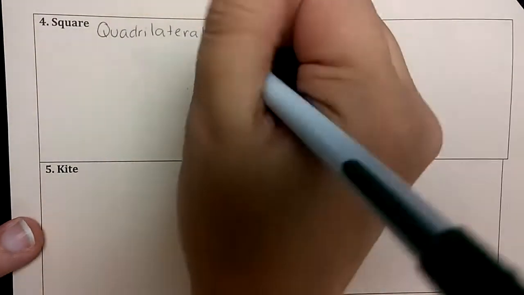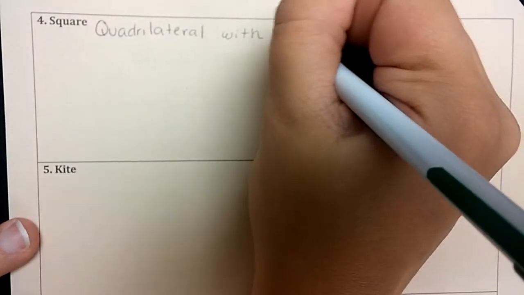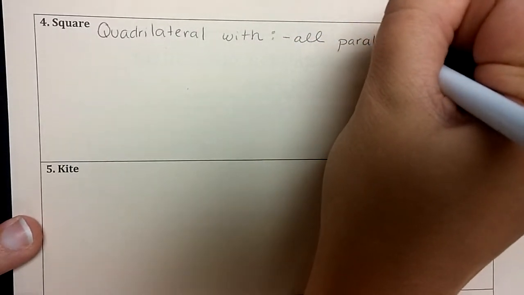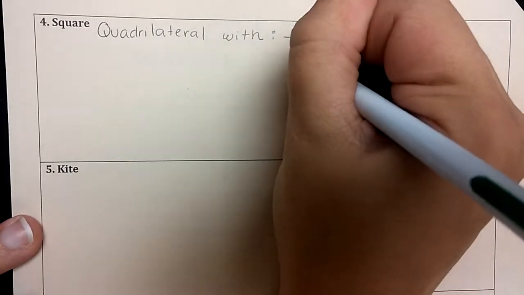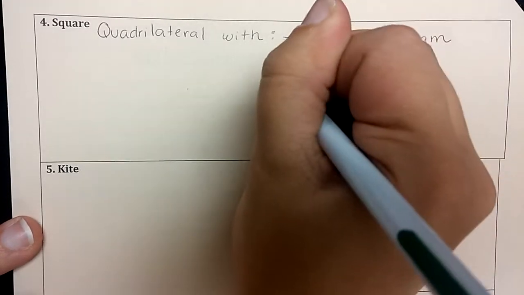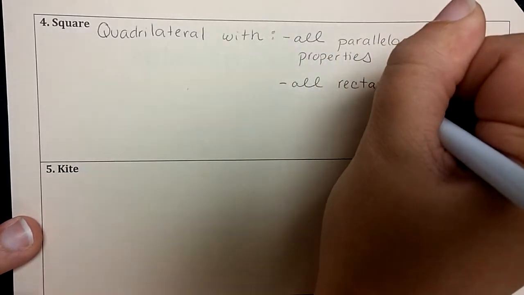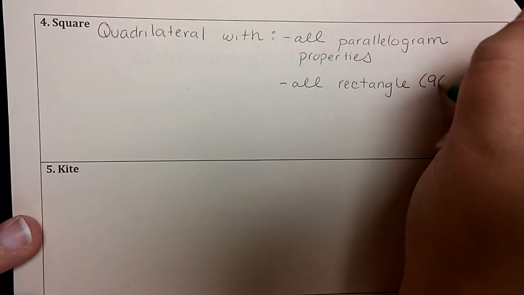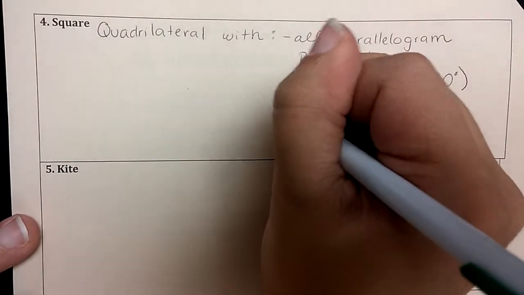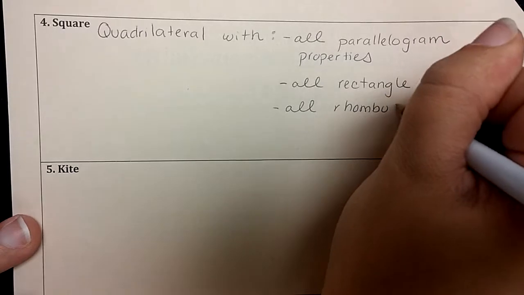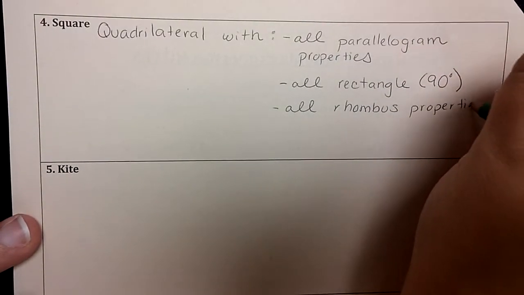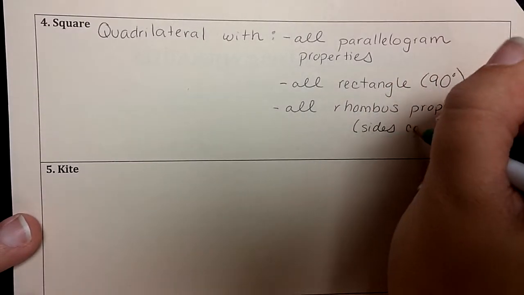The next type of special quadrilateral we're going to look at is a square. So a square is a very special quadrilateral. So it's a quadrilateral with, and it has it all. It has all parallelogram properties. It has all rectangle properties. Remember, that just means 90-degree angles. That was what made rectangles different. And it has all of the rhombus properties. And we just discussed that that means all the sides were congruent.